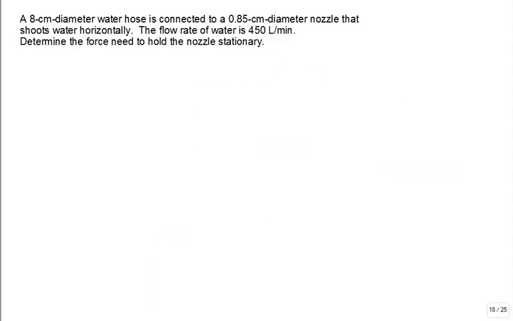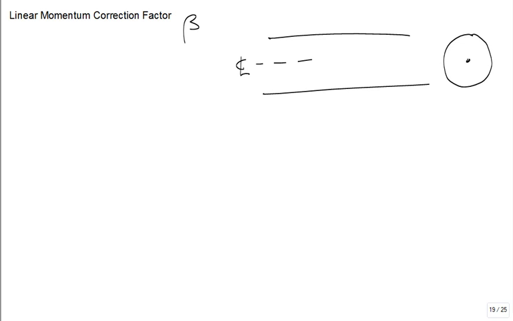I have skipped this problem. What about this linear momentum correction factor, the symbol beta? Well, this is pretty straightforward. Think about flow in a duct or a pipe. It's easiest to think about a round pipe, with the center line right there. We know the velocity profile is typically fastest in the middle, and with no slip it goes to zero speed at the walls of the pipe, or the walls of the duct.